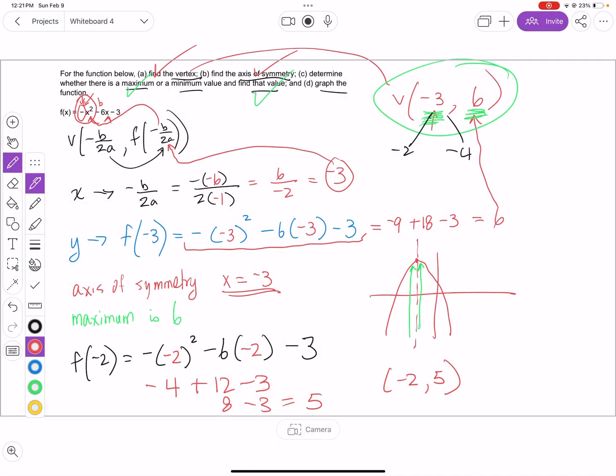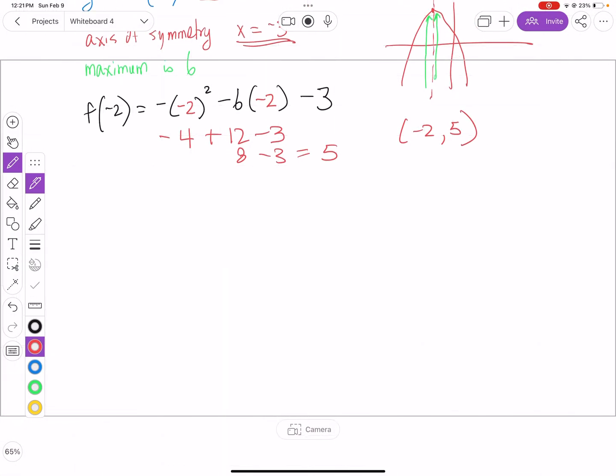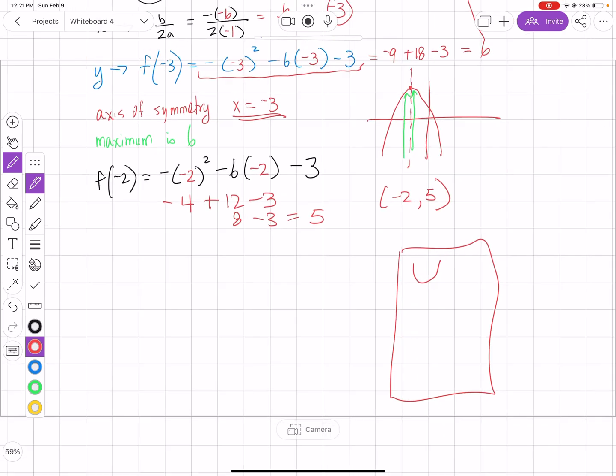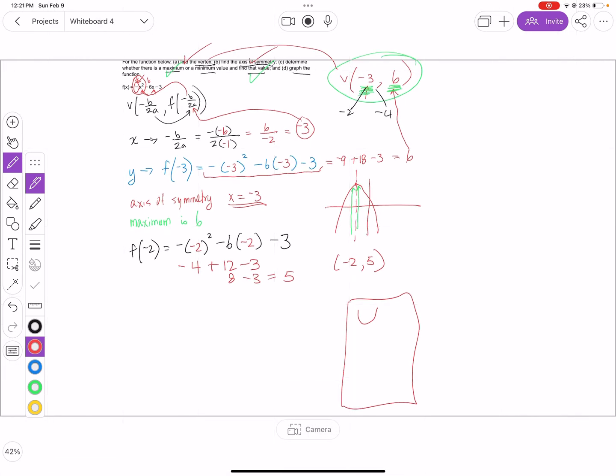To graph that, on the little box of things that you can choose, pick the parabola. So pick that one, and then you have to click twice. The first place I would click would be -3 and 6 for my vertex, and then the second place I would click is -2 and 5. Okay, hopefully that helps you out with that.